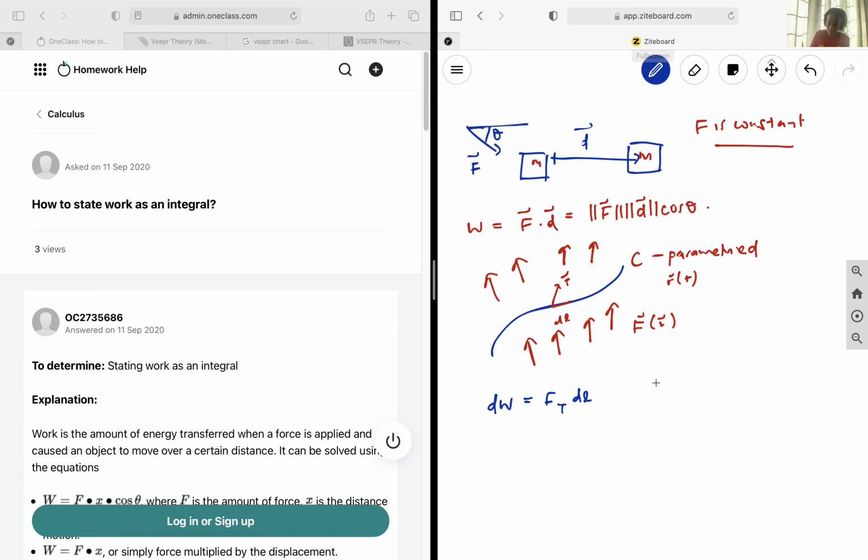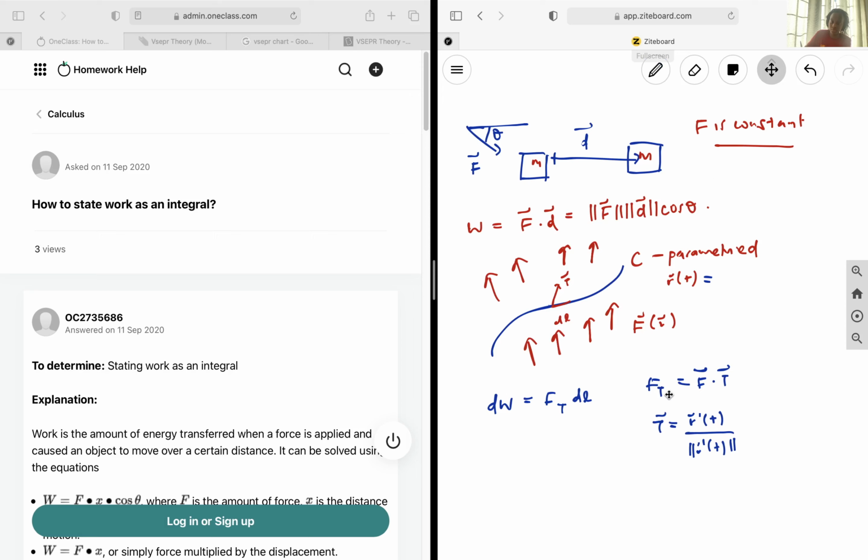And so we know that the force tangent is just the dot product of the force and the vector that is tangent. And lastly, we know that the tangent vector is going to be equal to the derivative of the vector describing the path over the magnitude of that derivative.